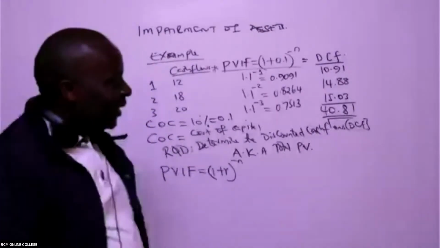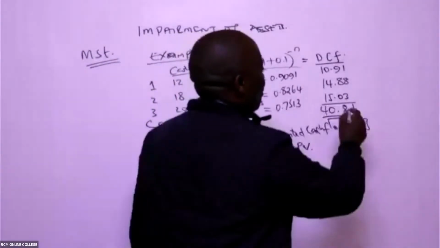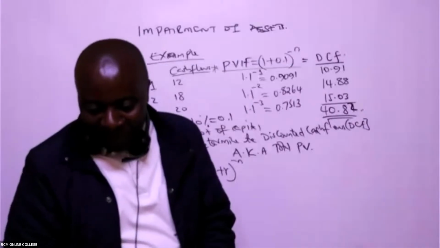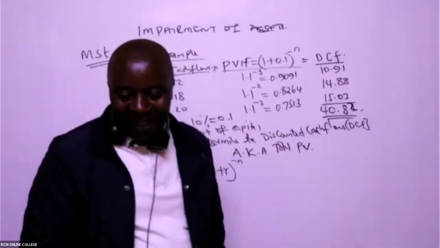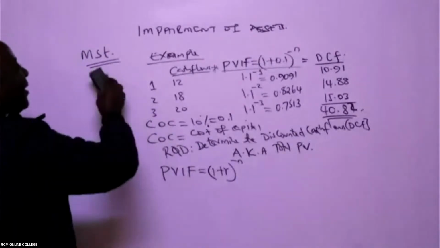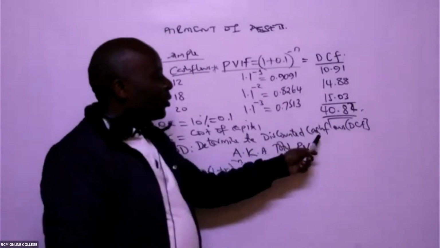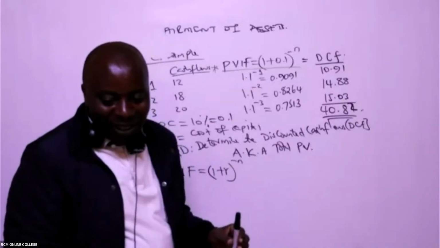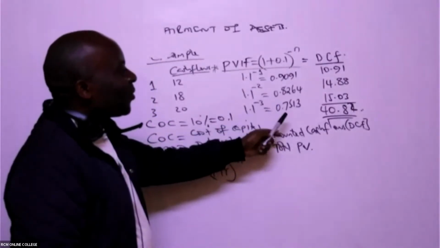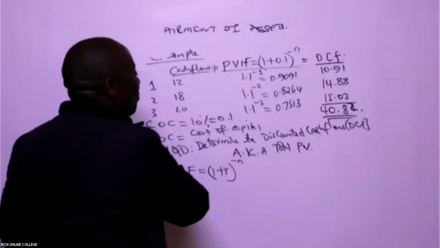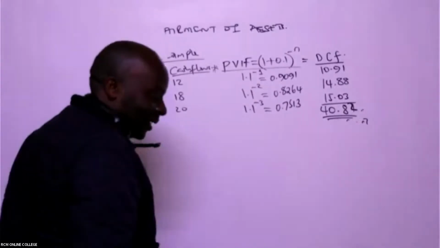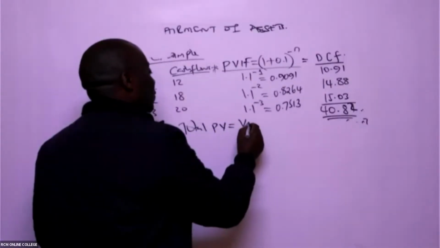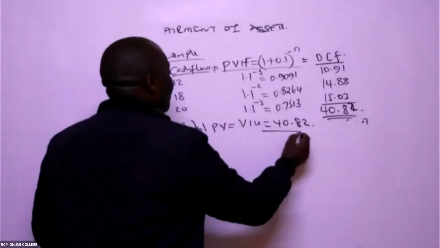40.82 or 81, 82. So in this case, it's 2. DCF stands for discounted cash flow. Basically, this will be our value in use. This total discounted cash flow, the total PV, is the same as value in use. It is 40.82. Thank you so much.